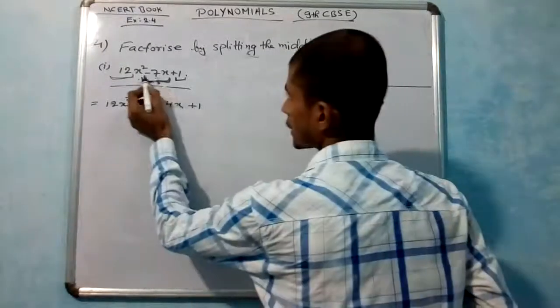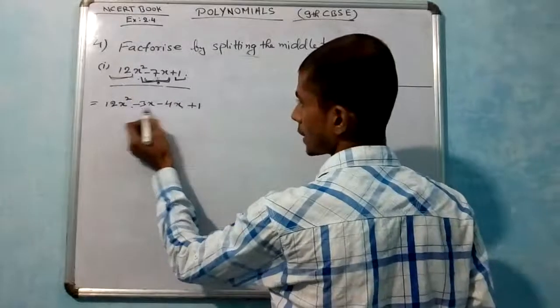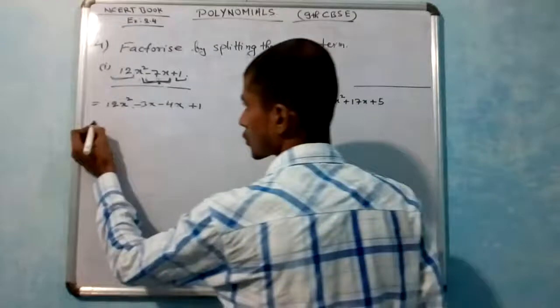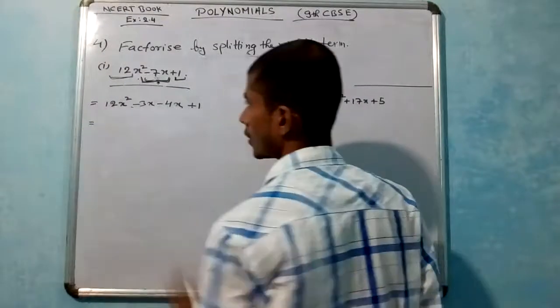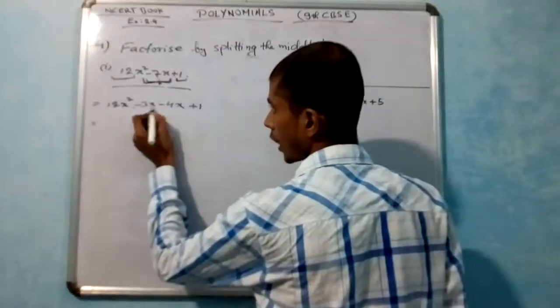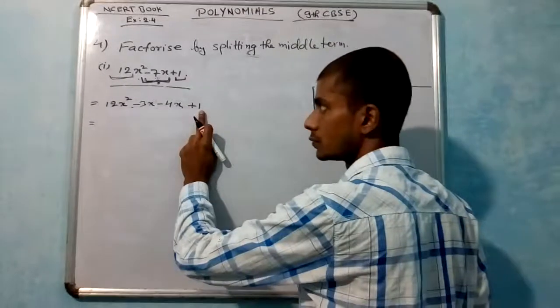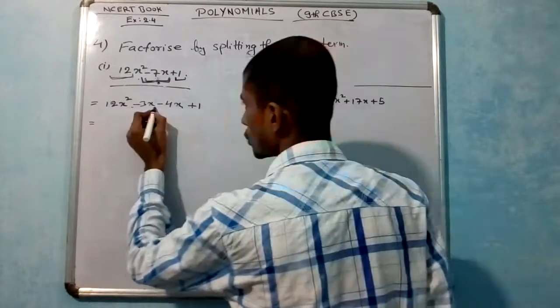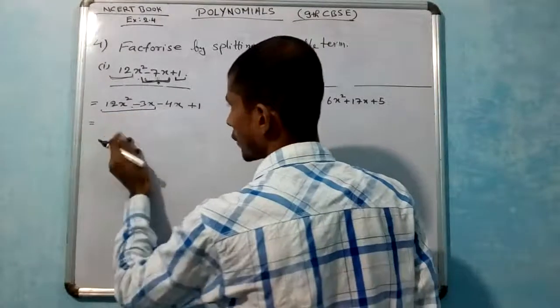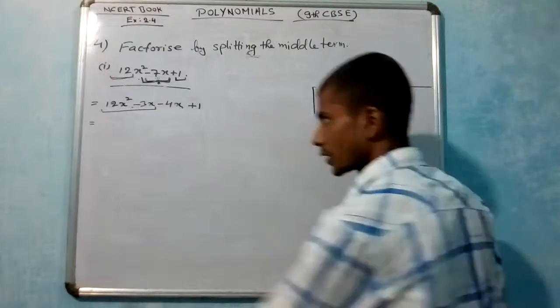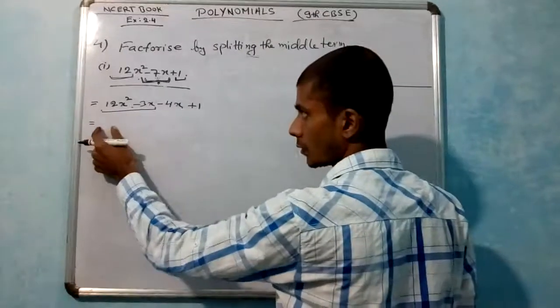See, so we have split this minus 7x into two terms, minus 3x and minus 4x, okay? Next, what we have to do? How many terms now? We have 1, 2, 3 and 4. 4 terms now. So what we will do, we will take the first two terms and we will take the common term out from that.